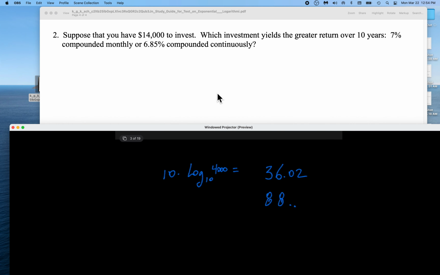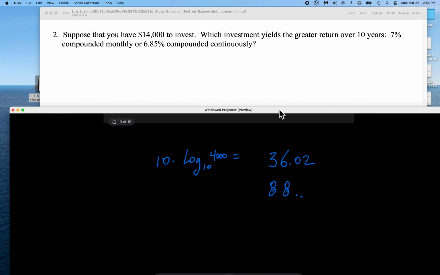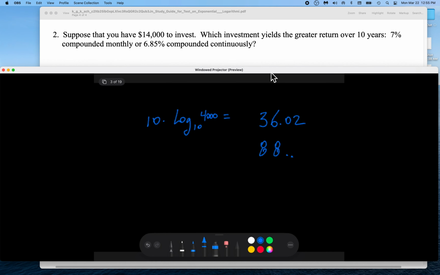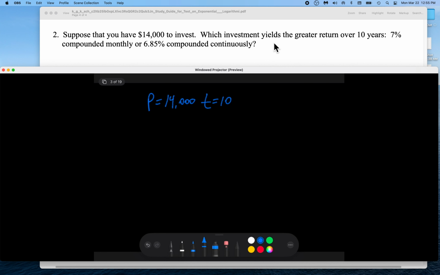Let's go down to this one. This is a compounding interest problem. Let's take a look at this one. You have $14,000 to invest, so the principal amount is going to be $14,000. Then they ask you which investment yields a greater return over 10 years, so t is going to equal 10.